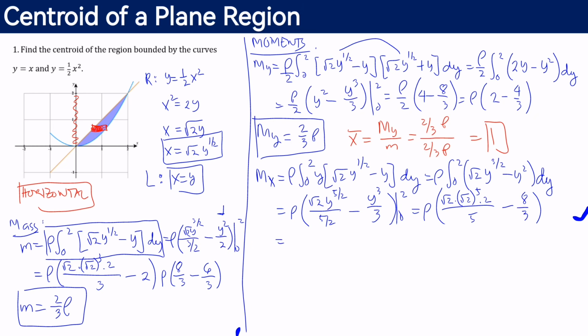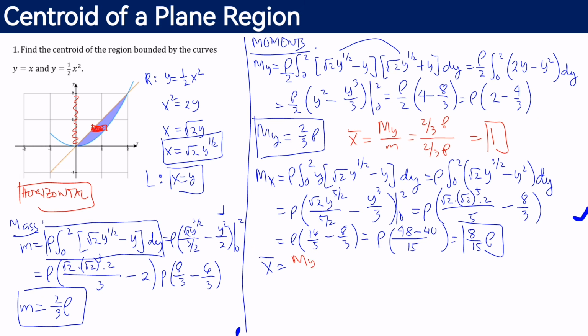Let's see what we will get here. So the square root of 2 to the 6. So 2 times 8 times 2, 16. So rho is 16 over 5 minus 8/3. So the LCD is 15. So 48 minus 40. So I get here 8/15 rho.